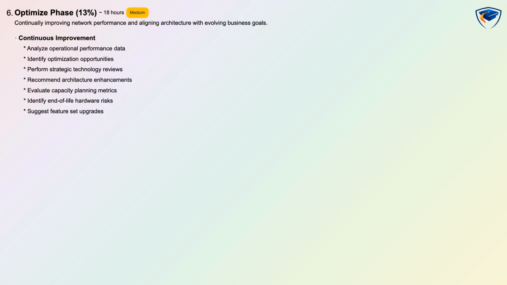Optimize phase is 13%, medium difficulty, with about 18 hours and conceptual plus scenario-based assessments. This domain teaches continuous improvement by analyzing operational performance data and identifying optimization opportunities for architecture and operations. You will perform strategic technology reviews, recommend architecture enhancements, evaluate capacity planning metrics, identify end-of-life hardware risks, and suggest feature set upgrades that align with evolving business goals.